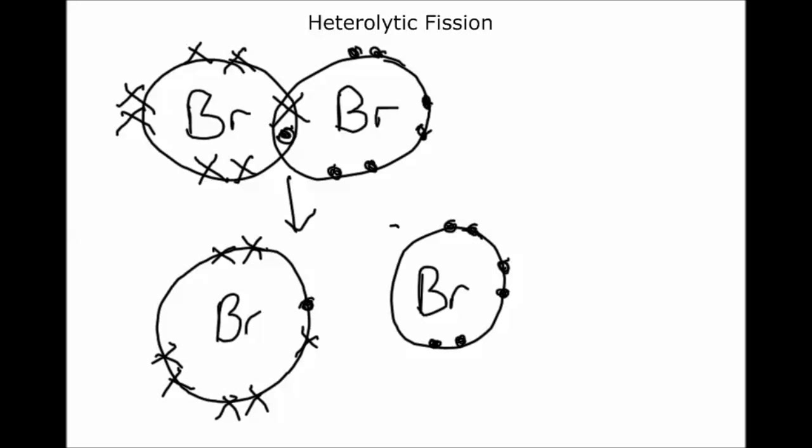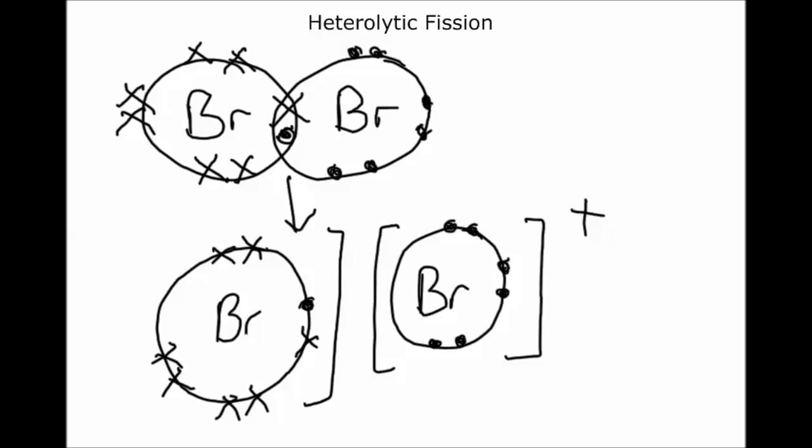We will make a Br+ ion. It's quite rare. It doesn't have a full outer shell. Again, it's going to be quite reactive. The second one will be more of the normal bromide ion that we're used to with a full shell.